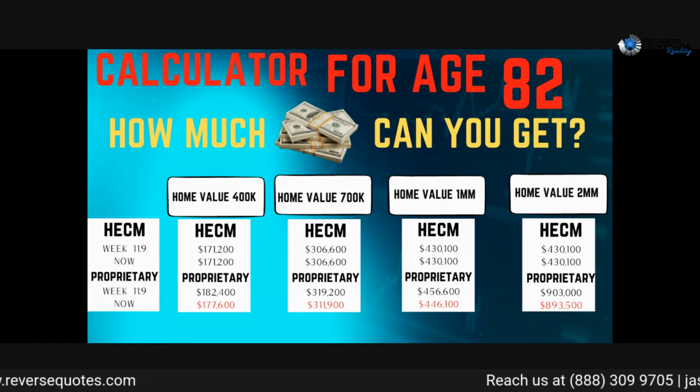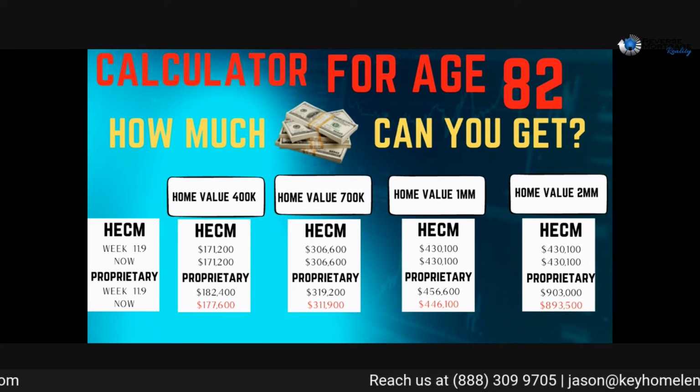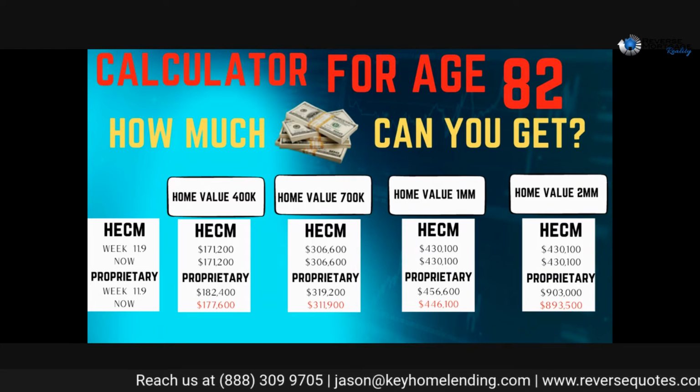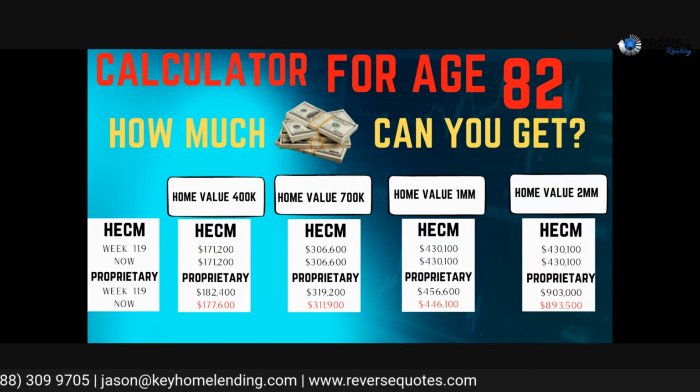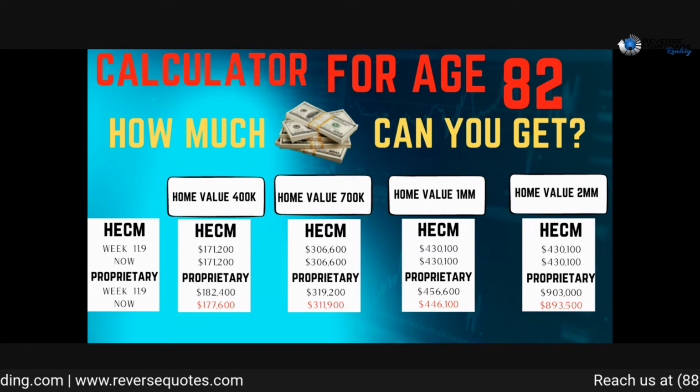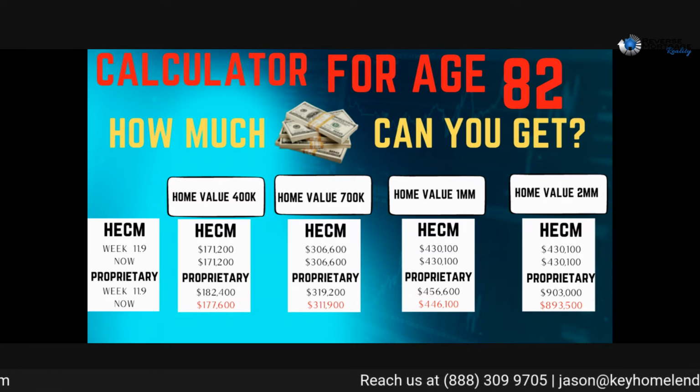But it's still holding. So we've seen loan sizes drop, but we're still holding right about 1% or a little bit less, depending on age and loan size. So not that bad with the proprietaries, but you do see the difference. Now, those were 82-year-olds. Let's see what happens if you're 92.